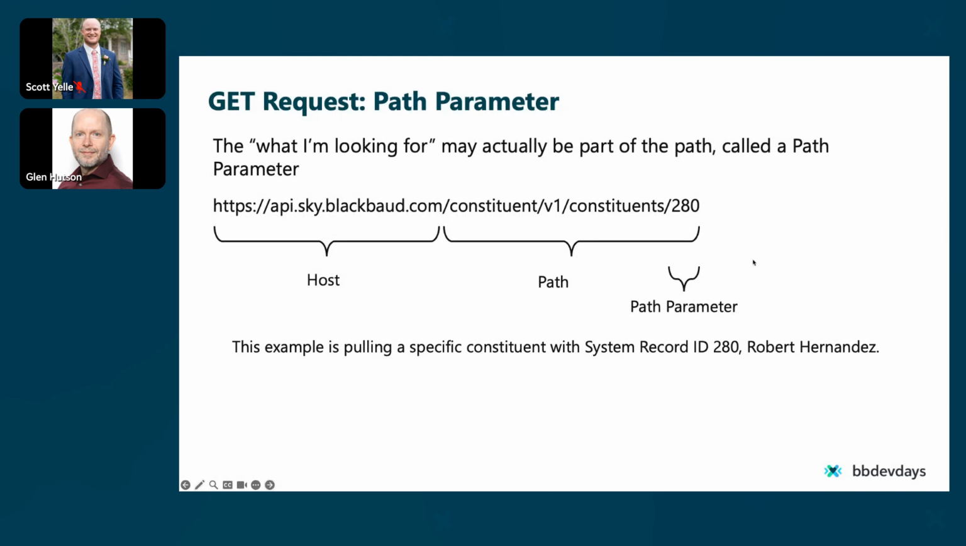Now, in some cases, you may actually have a path parameter. There's no question mark here. There's no, like when you're in Google, you see the question mark, search equals, or what have you. The reason is that when I'm getting a specific record, if I'm asking specifically for Robert Hernandez's record, there's no question mark or search equals at the end. It's actually part of the address, and we call that a path parameter.